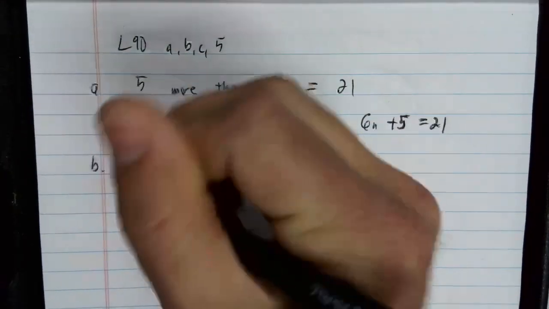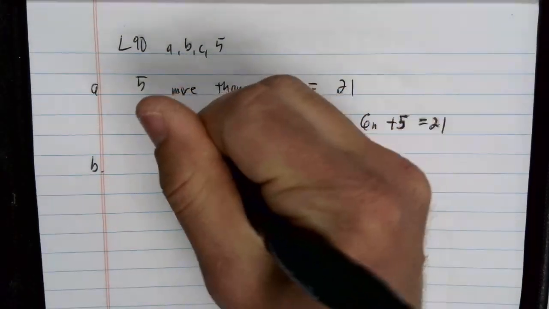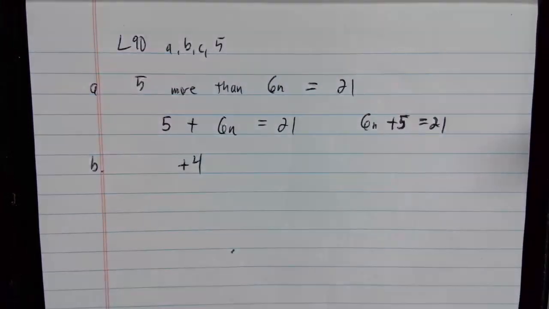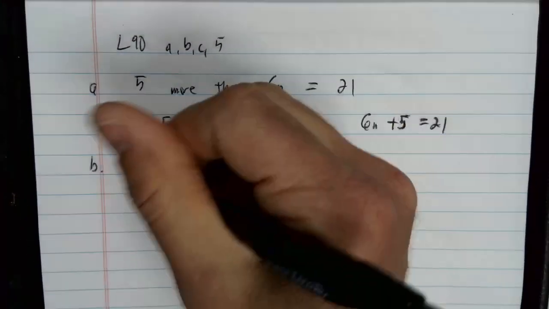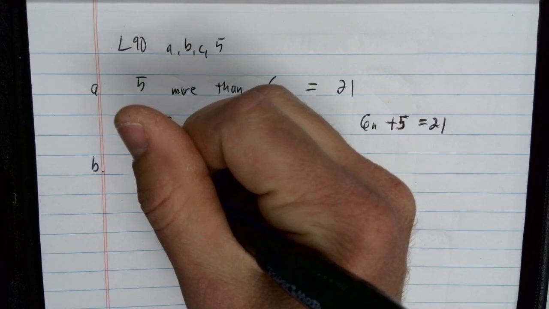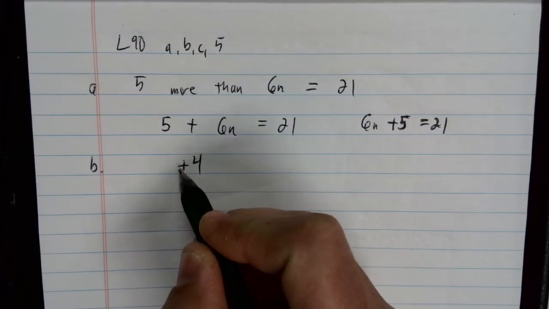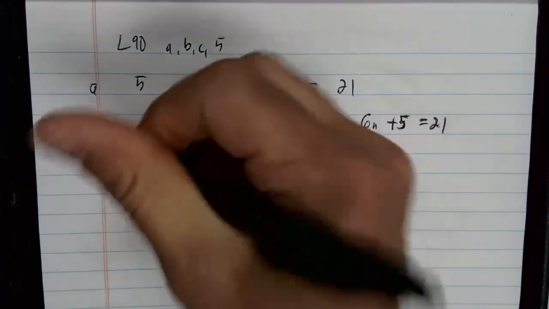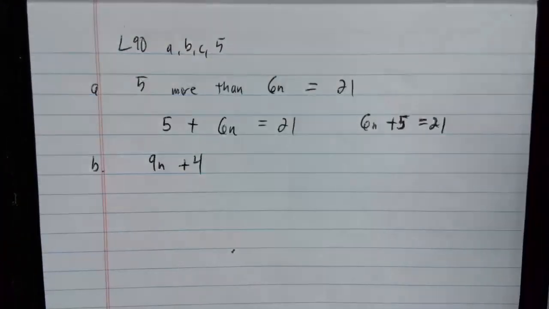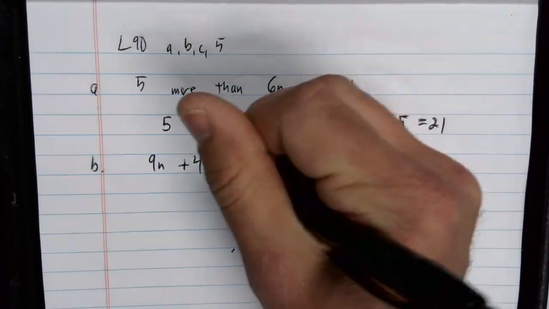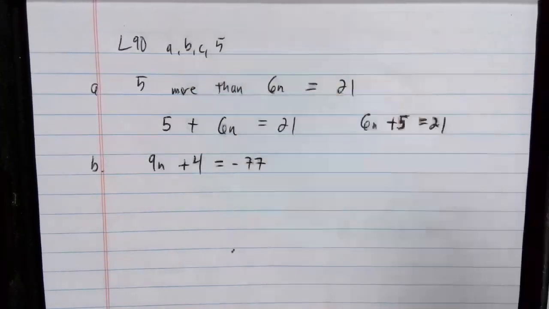Okay. Letter B: 4 more than, so something plus 4, the product of 9 and a number. So I added 4 to the product of 9 and a number. What's the product of 9 and a number? 9n. If you put x, that's fine. Equals negative 77. Then it says, what is the number?